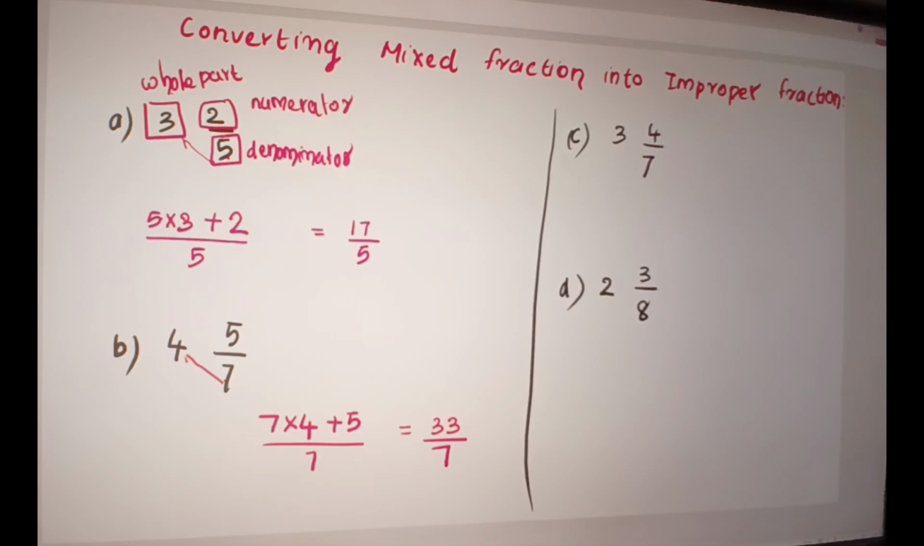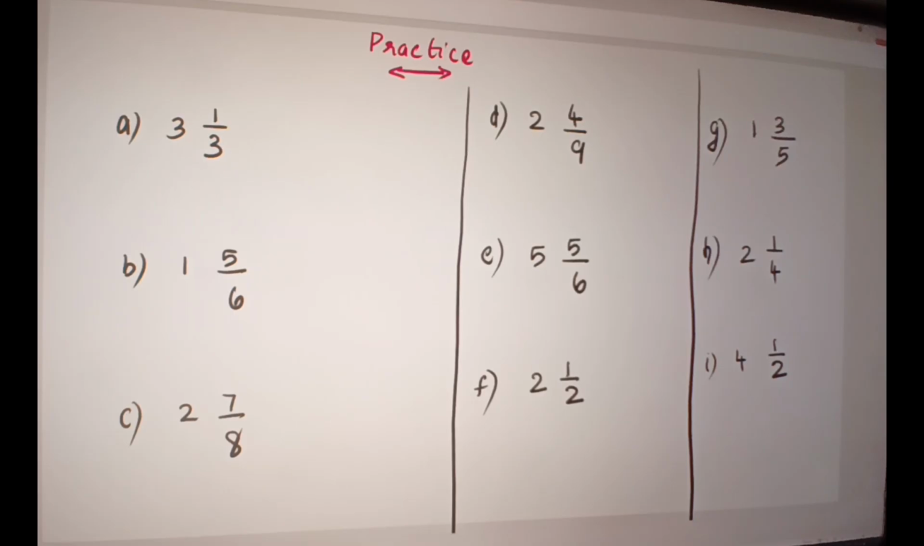Denominator you want to multiply with the whole, add the numerator. Then 7 times 3 is 21. 21 plus 4 over 7. 21 plus 4 is 25 over 7. So this is 8 times 2, 16. 16 plus 3 over 8. 16 plus 3 is 19 over 8. These are practice questions.